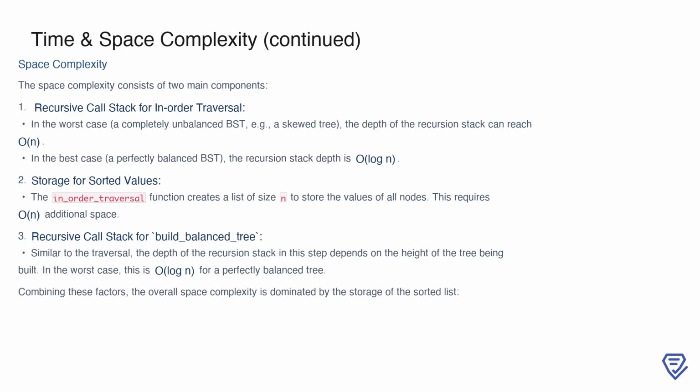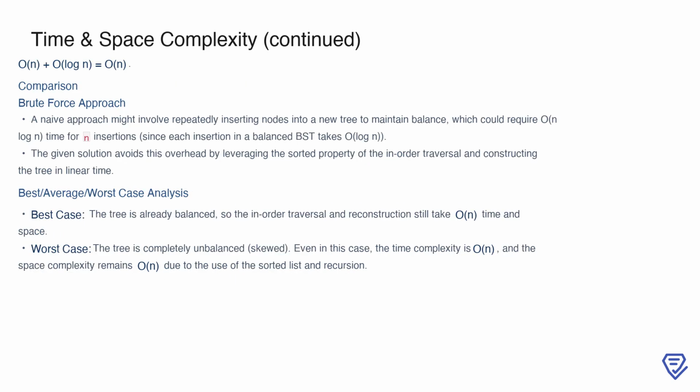Lastly, the recursive call stack for build_balanced_tree also contributes to the space complexity. Here, the depth of recursion depends on the height of the tree being built. For a perfectly balanced tree, the recursion depth is log n. When combining these factors, the storage of the sorted list dominates, so the overall space complexity is O(n). Combining the space components, we get O(n) for the sorted list and, in the worst case, O(log n) for the recursion stack during tree reconstruction. Together, this results in a total space complexity of O(n) plus O(log n), which simplifies to O(n).